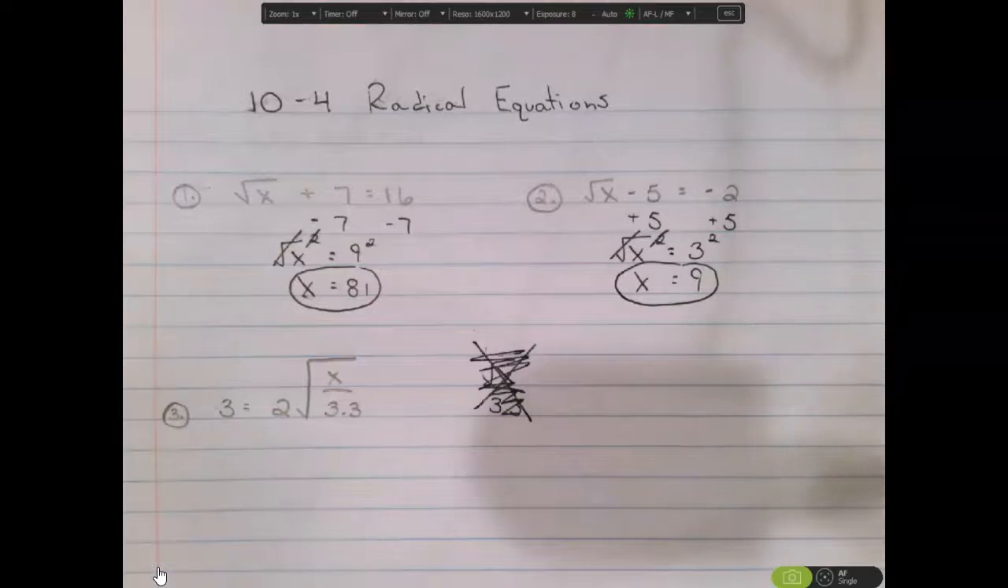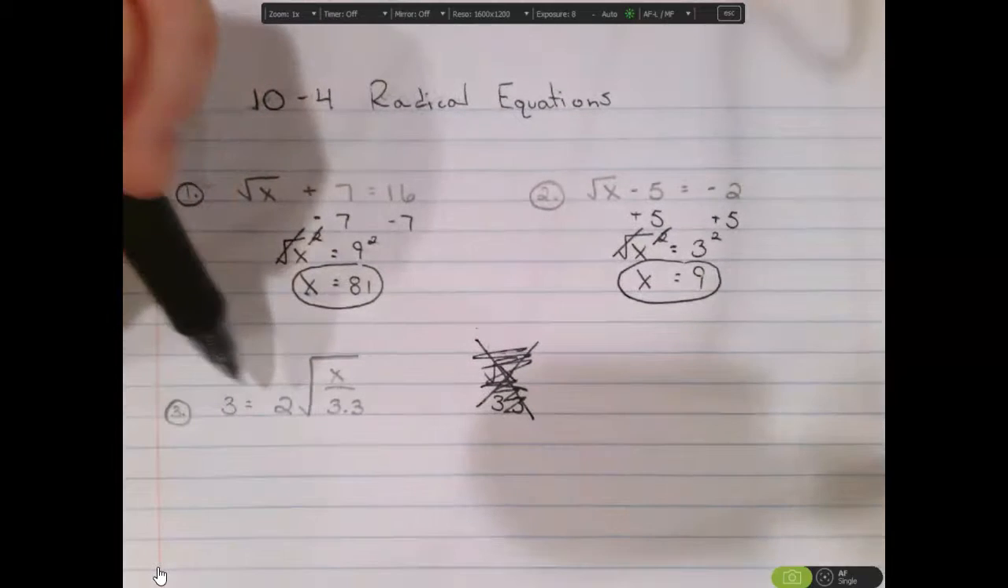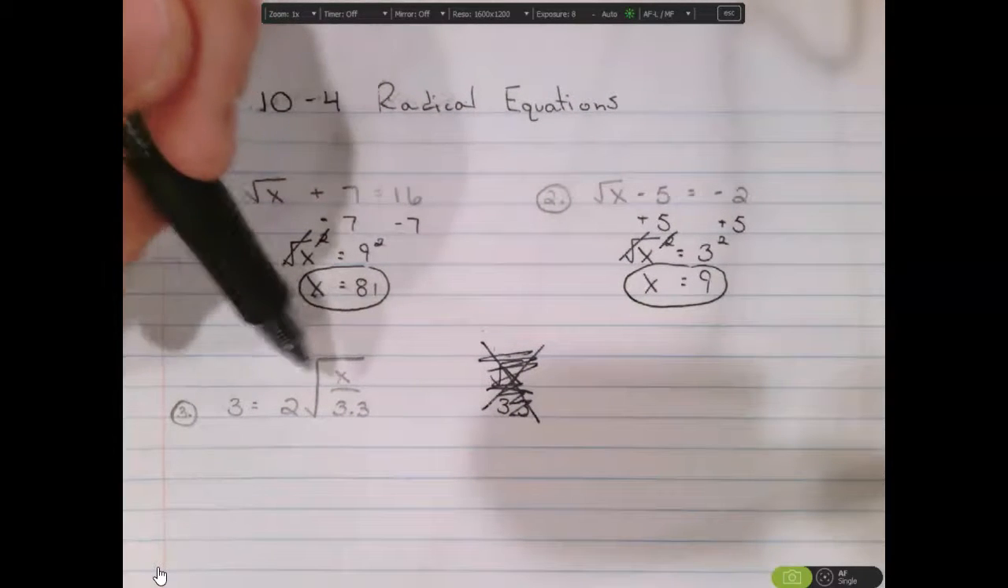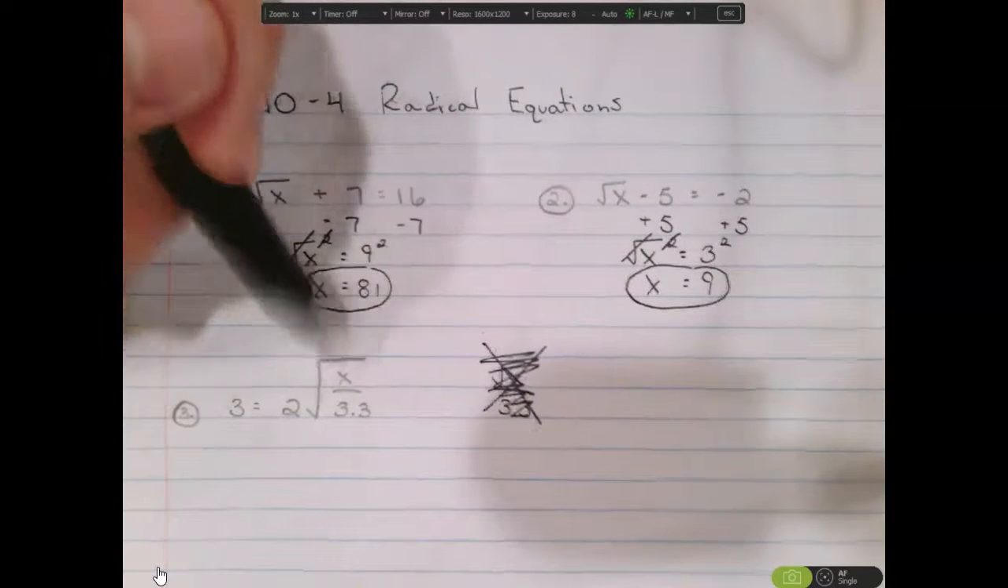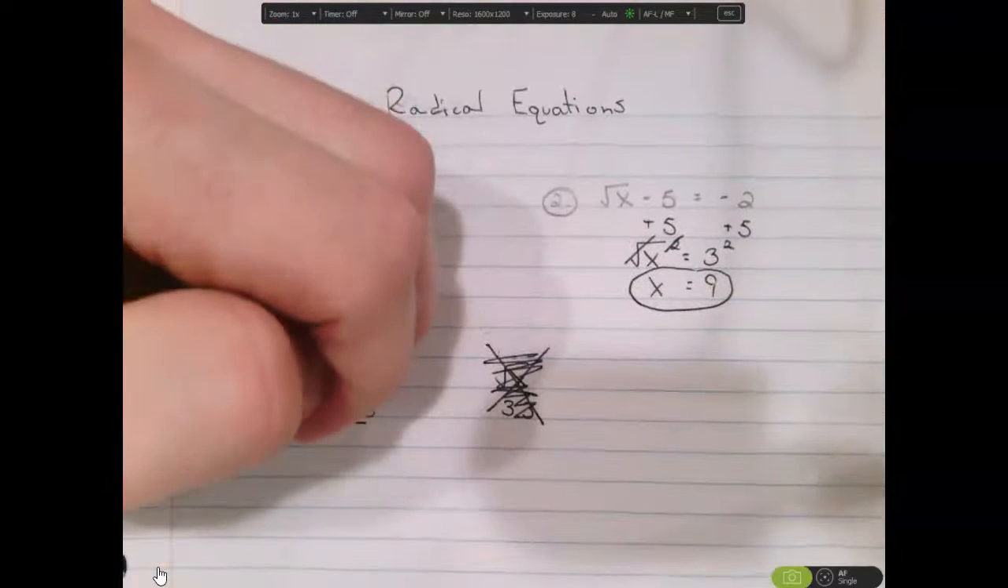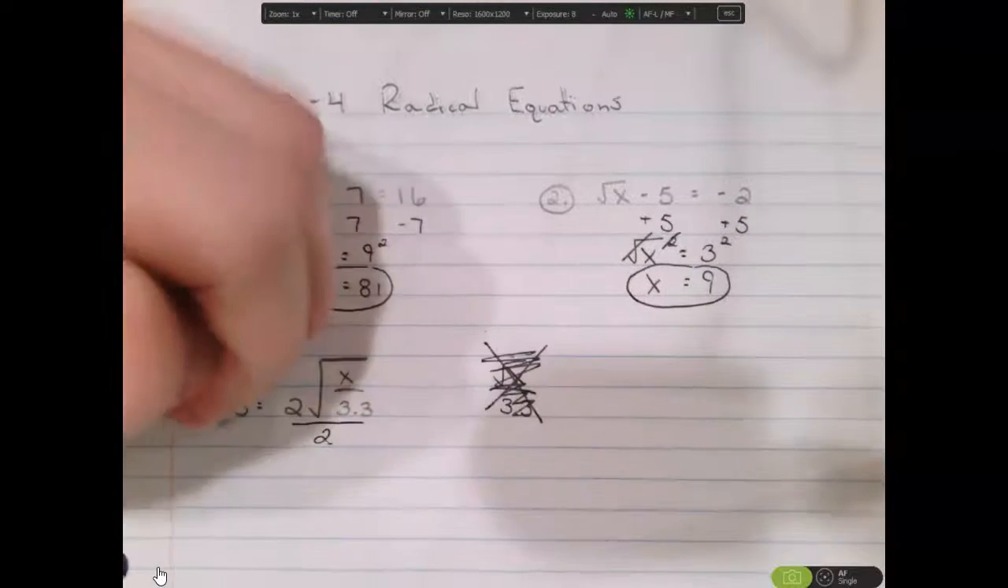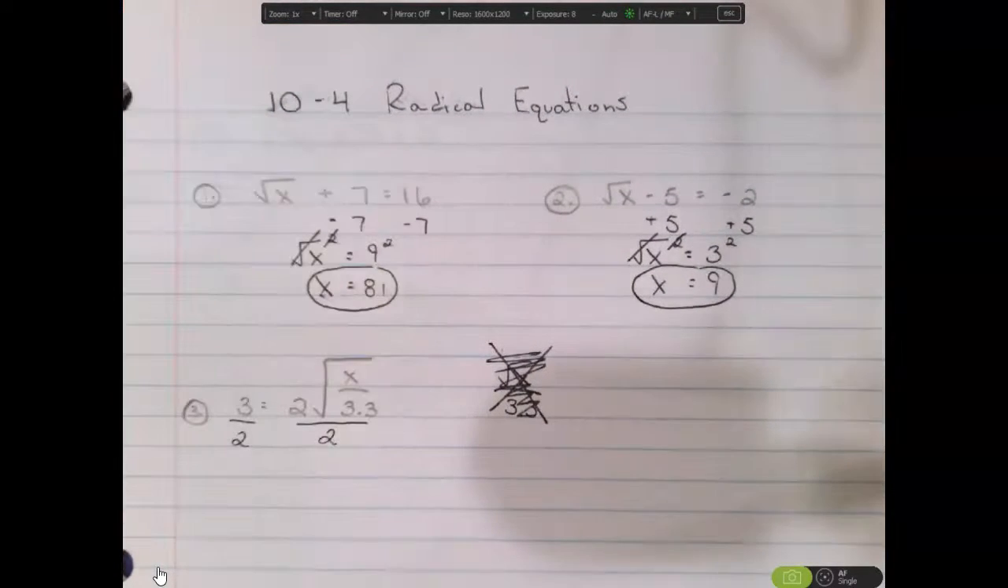Now, again, I want to get x by itself. So I'm trying to get everything to the other side. The first thing that I'm going to move is the 2. Now, 2 is being multiplied by my radical. So the opposite of multiplication is division. So I'm going to divide each side by 2.